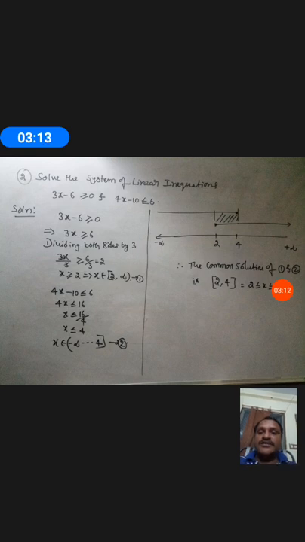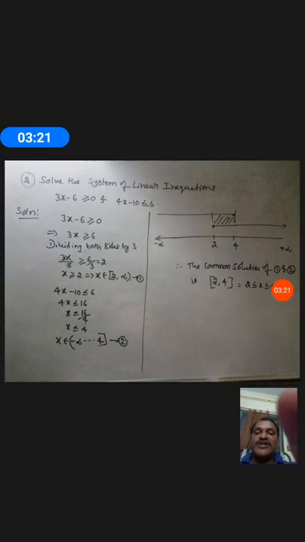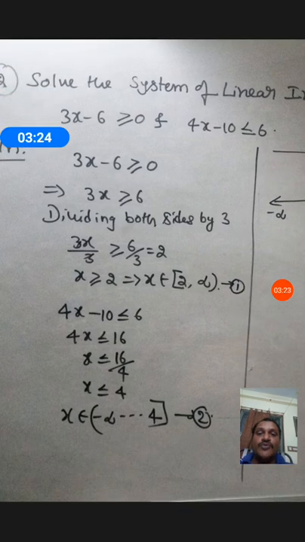Now the second problem is: solve the system of linear inequations. Here we are given two linear inequations. One is, my dear students, 3x minus 6 greater than or equal to 0, and 4x minus 10 lesser than or equal to 6. Now let us take the first one, 3x minus 6 greater than or equal to 0. We can write that as 3x greater than or equal to 6.